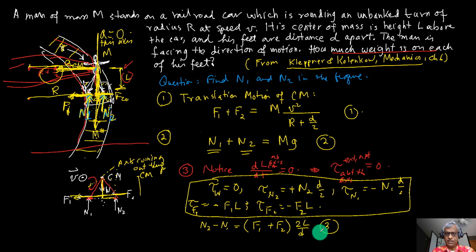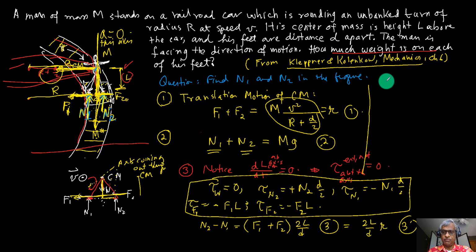And if I put it in here, let's call the right hand side R. Let's call the whole thing R. Everything is known. We're just going to call it script R. So this is equal to 2L over D script R. So using 3' and 2, if you add them, N1 will go away, and from 2 and 3', you should get N2 equals R plus this, divided by 2, 1 plus 2L over D. So R is common.